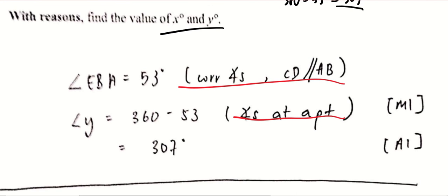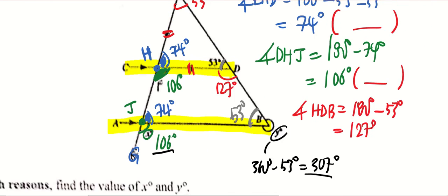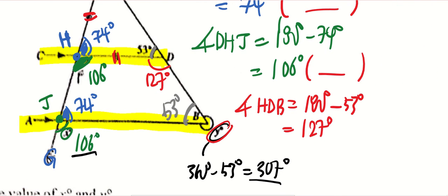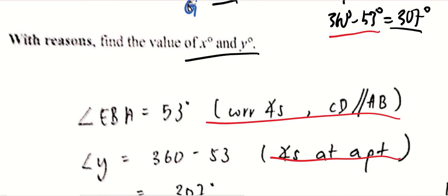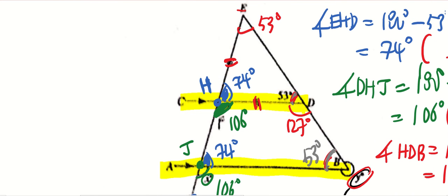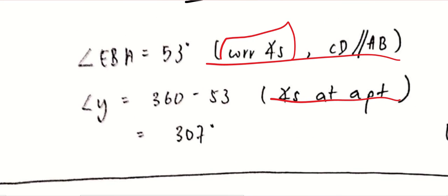Okay, so we are interested in finding angle y first. The answer started off with angle y over here. So how do we get this? Well, we took 360 minus 53. And how do we know this was 53? Because of corresponding angles, this guy. So let's just write down everything. Angle EBA, right? Please label it properly. EBA is 53 because of corresponding angles. So y is 360 degrees minus 53. What is the reason? Angles at a point.